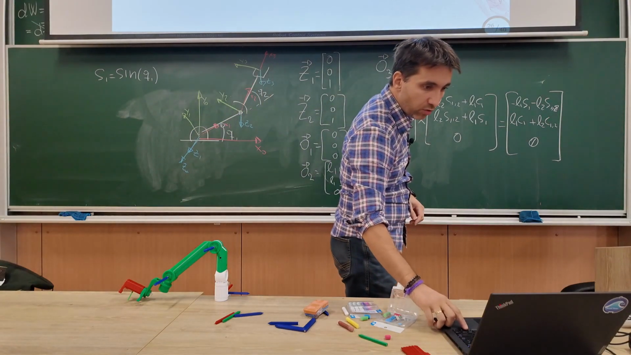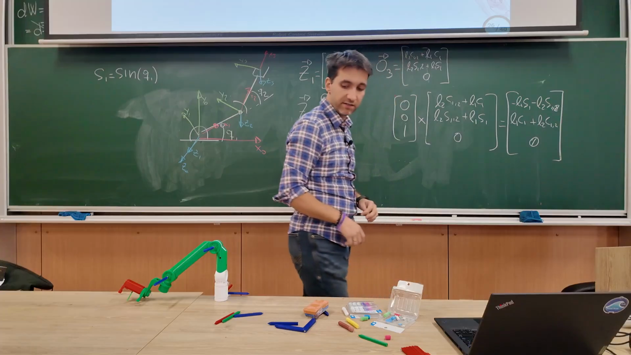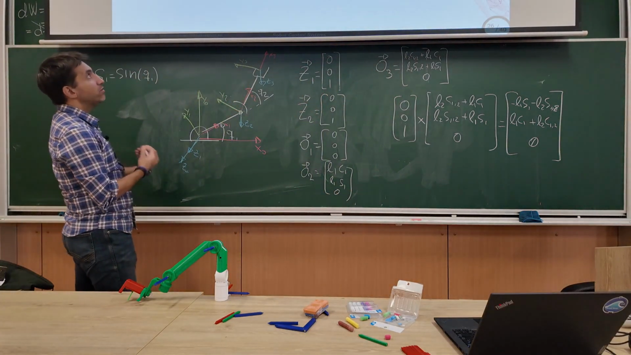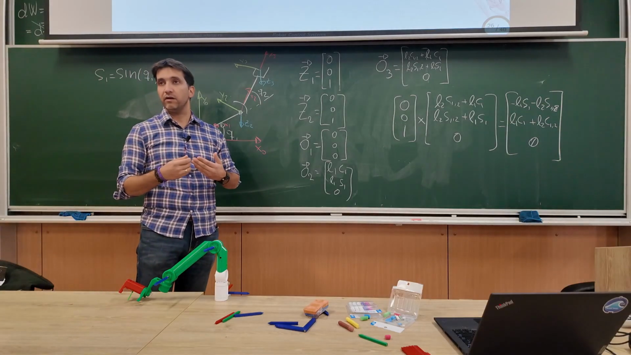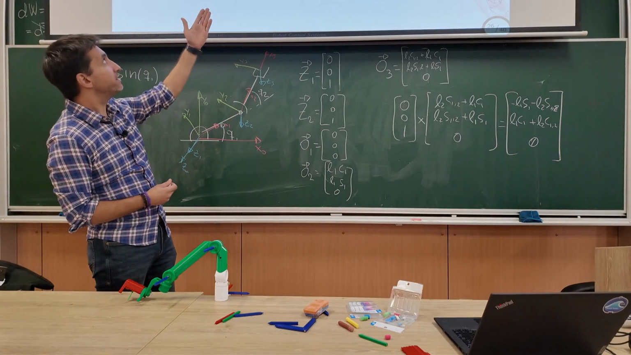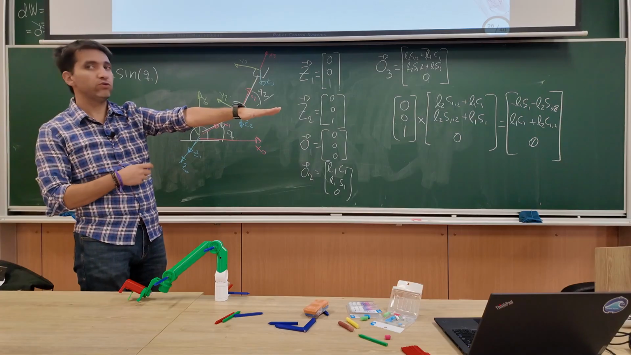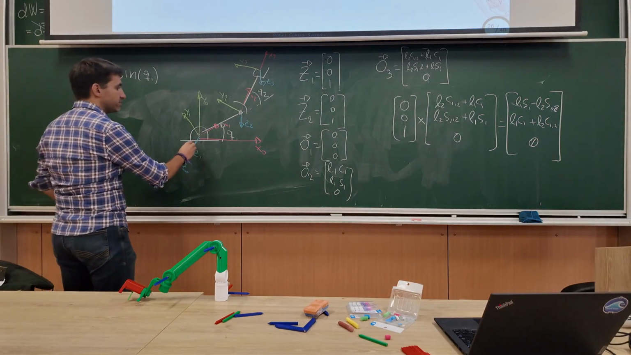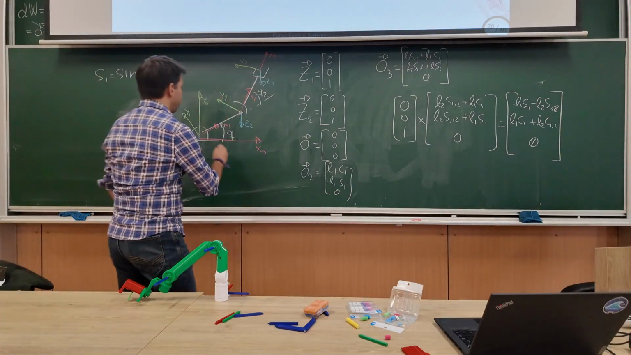I don't have the Jacobian here, but let's take an example. Let's say I have this Jacobian. I need to evaluate it at a certain joint configuration. So let's say I take the configuration when Q1 and Q2 are 0. So I have this flat robot. Right? My robot is here.